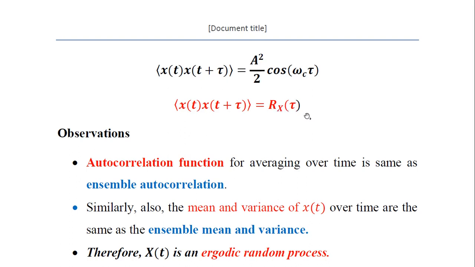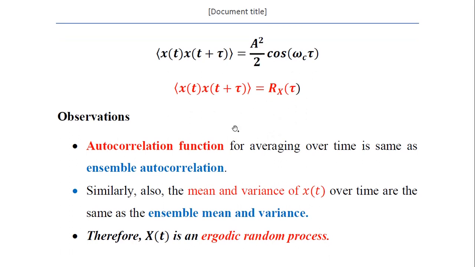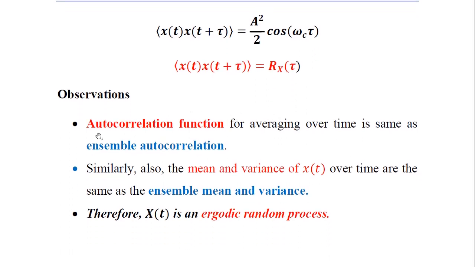Now basically from the theory as well as the numerical problems and derivation, we can observe certain important things here. The main inferences are: the autocorrelation function averaged over time is the same as the ensemble autocorrelation. So if you find the ACF averaged over time, the ACF value of the ensemble will also be the same numerically. Similarly, the mean and variance of x of t taken over time are the same as the ensemble mean and variance. That is also proved from the above mathematical equations and numerical problems here.